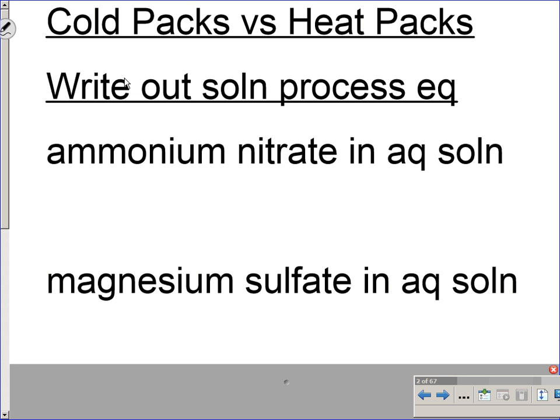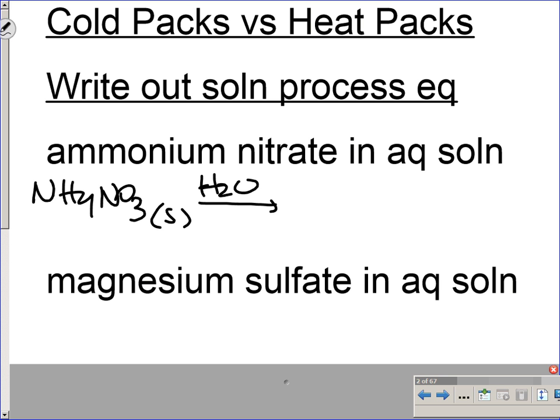Okay, ammonium nitrate solution process. You add water. I wouldn't actually add it as a reactant, like it's a solid, right? Add it as a kind of, hey, I'm here, I'm liquid, I'm going to help make this thing dissolve. H2O is just going to ionize it back out.